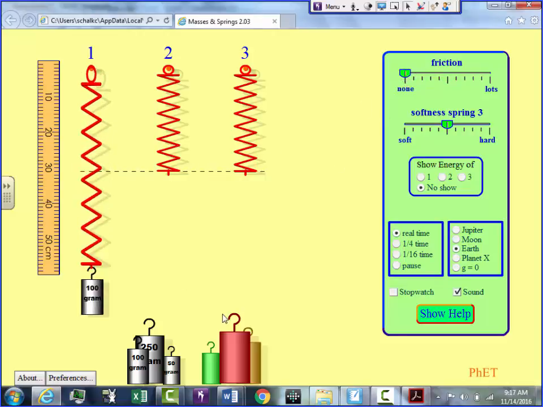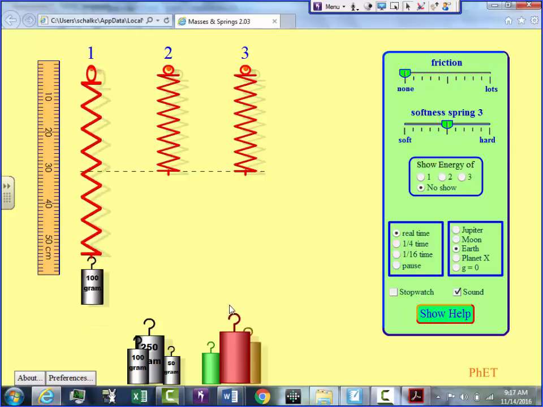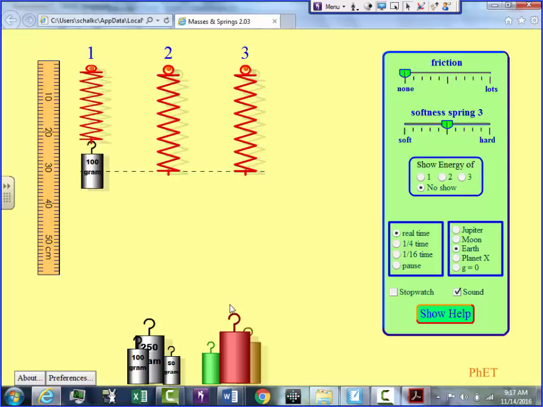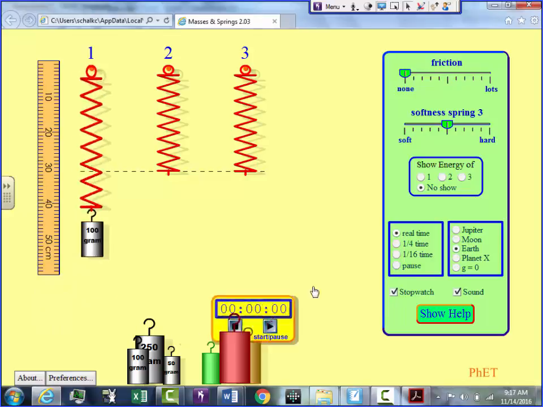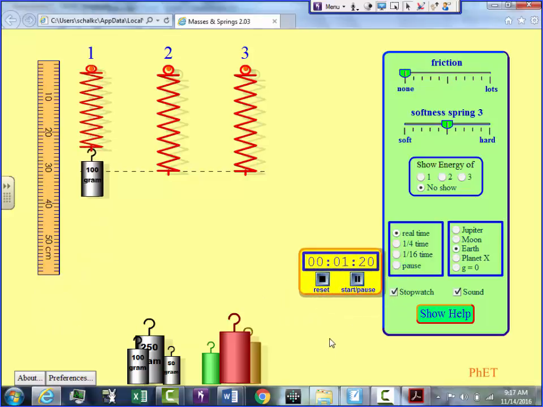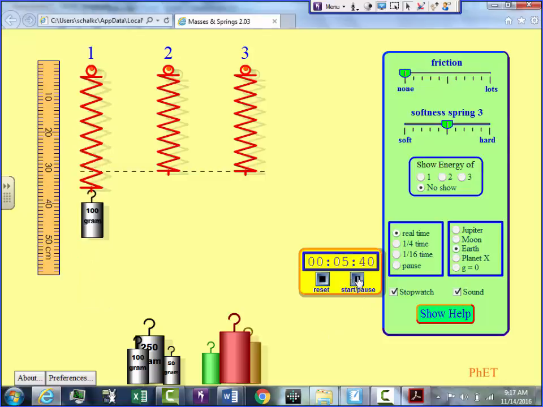Now, if I do this, that should happen forever. Which is kind of nice, because if I need to then calculate how long it takes time-wise, I can throw on the stopwatch here, by the way. I'll do that in a second here. And then when I stop, we can count how many times it goes up and down. And I don't have to worry about it stopping. Whereas if I do have friction on, it won't work.